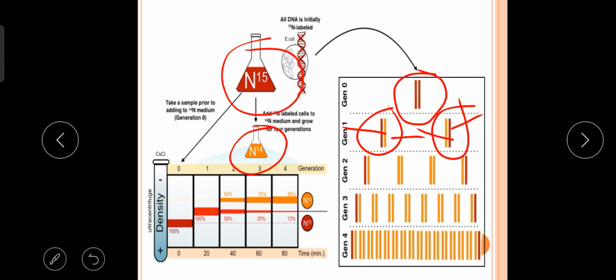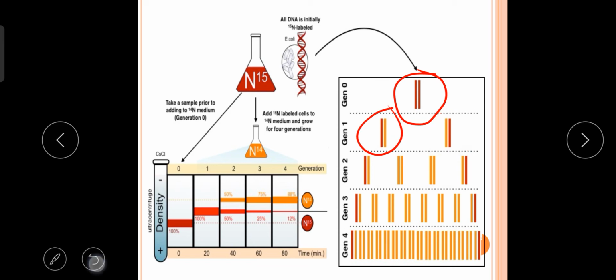Yes, that means they concluded that during replication, these parent DNA strands separate from each other, and both the separated parent DNA strands act as templates where two new DNA strands are formed. Both new DNA strands are 14N. So from this parent DNA, two DNA molecules are formed where one strand is 15N and one strand is 14N. 14N means the new strand.